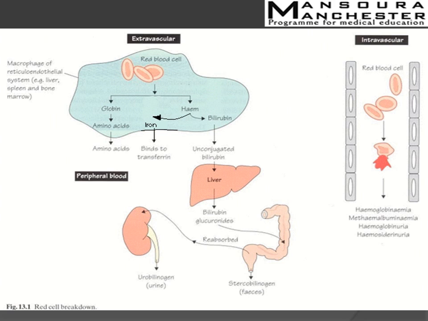The hemoglobin will be released from the red blood cell and disintegrated into heme and globin. Globin is amino acids used in protein metabolism, and then the heme will be further disintegrated into biliverdin and iron. Iron will bind to transferrin to be used in iron metabolism, and the biliverdin will be converted into bilirubin, which has 2 types: the unconjugated bilirubin and the conjugated one. The conjugated bilirubin will be conjugated in the liver and then excreted in the stool in the form of stercobilinogen. Part will be reabsorbed and excreted in the urine in the form of urobilinogen.